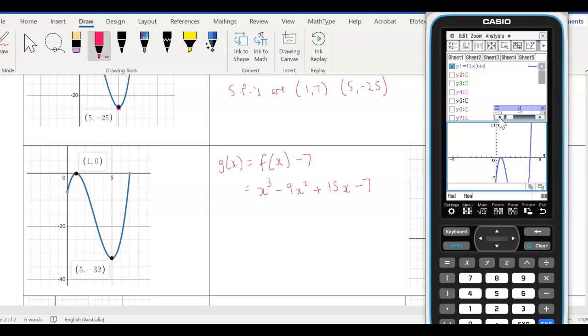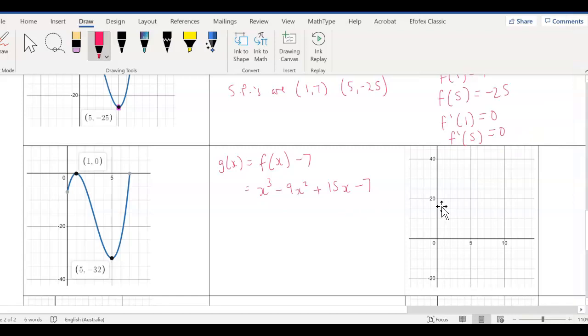Now, if we wanted to go the other way, if we kept moving the graph up, and there it is, 25. Now we have two x-intercepts, but one is sitting on the graph. So anything greater than 25 will only give you one x-intercept.